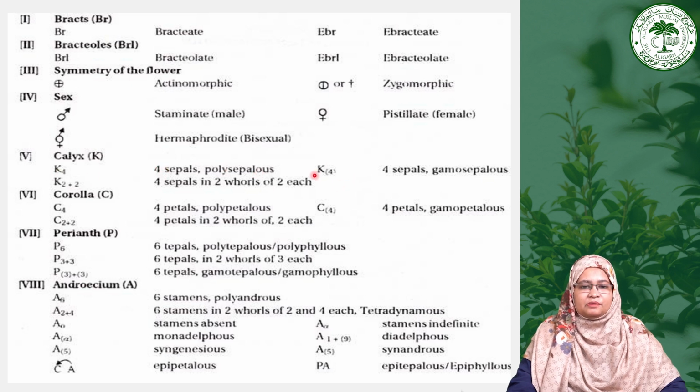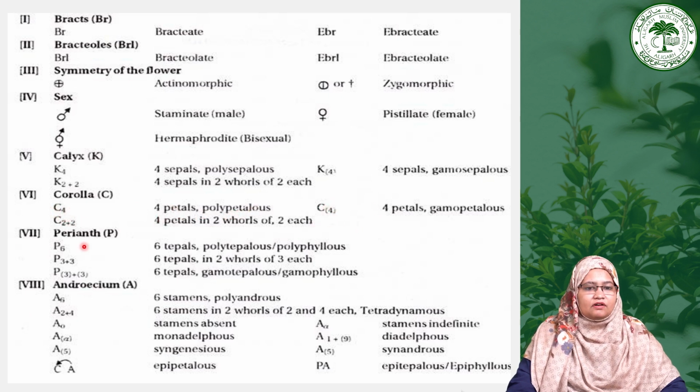If they are gamosepalous, then we write them in a bracket. Similarly, if the calyx is arranged in 2 valves, then we have to write 2 plus 2. As you can see, that means the sepals are in 2 valves of 2 each. Similarly, the corolla is also written as 4, representing the number of petals. If they are free, there will be no bracket. If they are gamopetalous, we have to put them in a bracket.